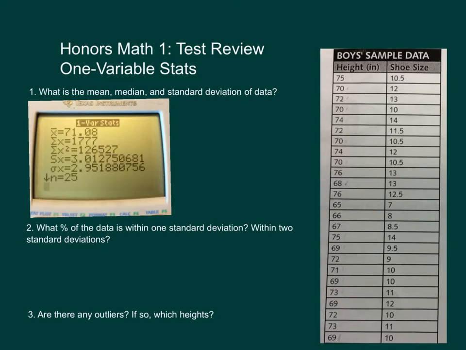Okay, so I got a screenshot here of the top part of our 1-Var Stats, which means that our mean is right there. It's x bar. So our mean is 71.08. Our median is on my next screen, which I'll show you in a second. And my standard deviation is a sigma right here, which is 2.95.